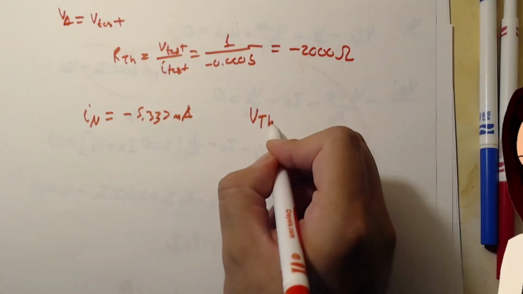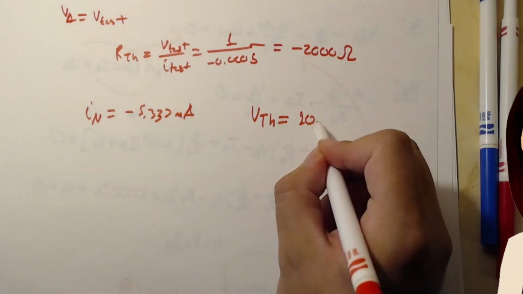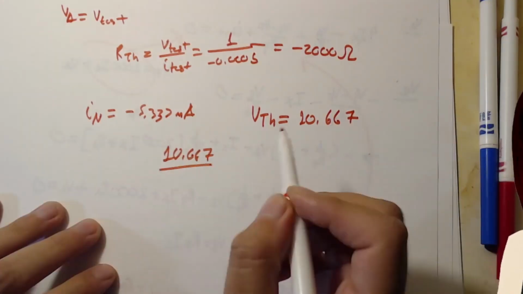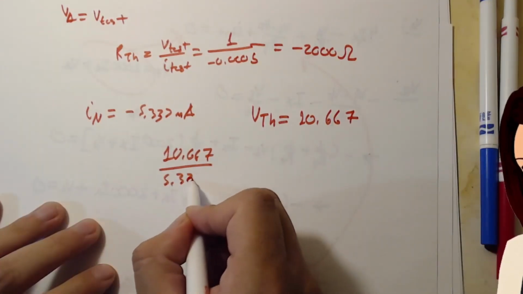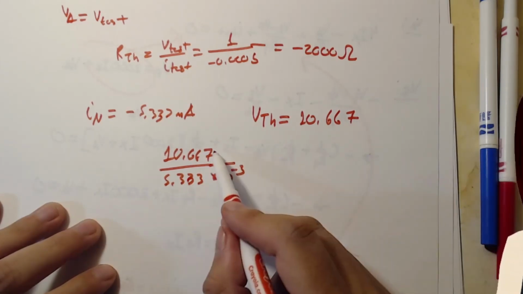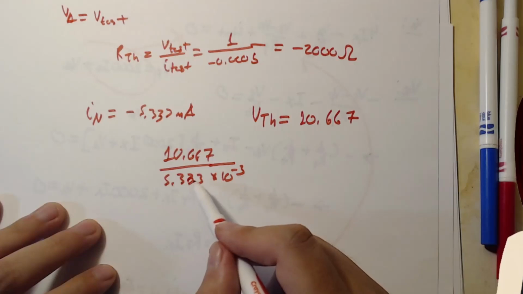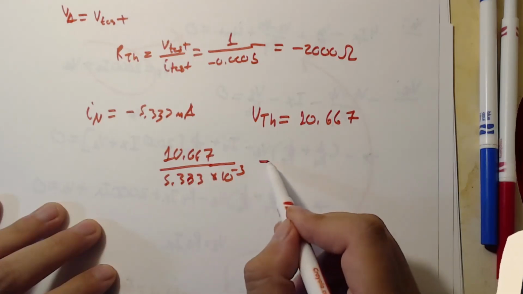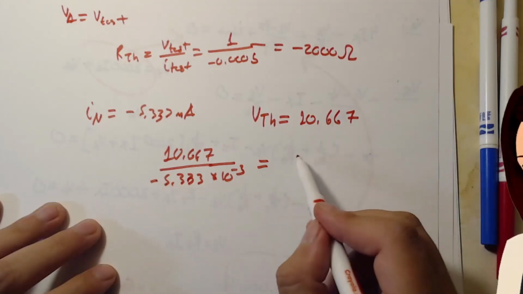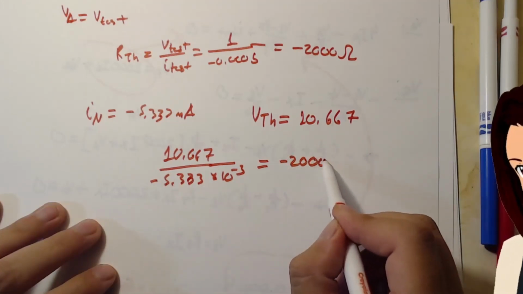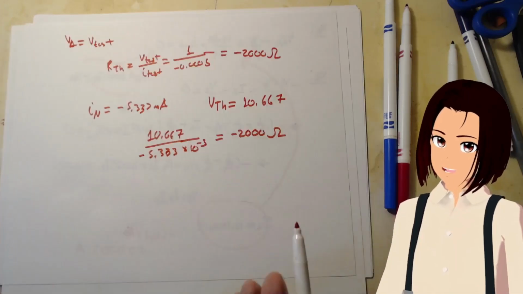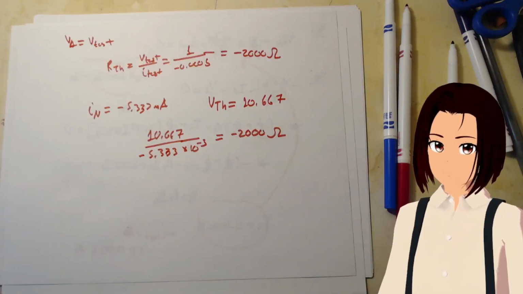V Thevenin is equal to 10.667. Dividing that by 5.333 milliamps, this number looks like this number times 2. Oh wait, don't forget the minus sign. So this is just minus 2,000. So it works. It's the same. We got it.